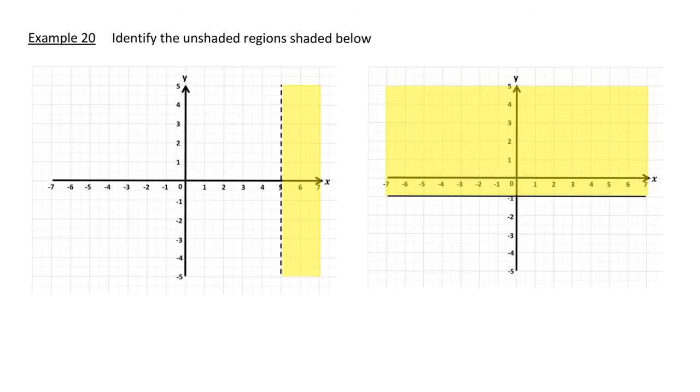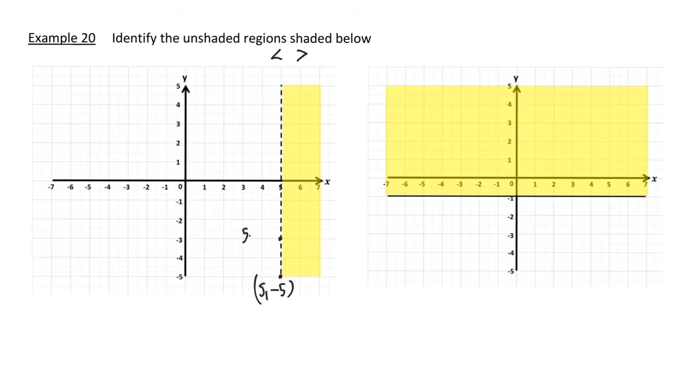So in example 20, we have to identify the unshaded region. So the first thing I notice is that it's a dashed line. So that means we're going to have a less than or more than. The other thing is we can see that it's a vertical line. So that's either going to be in the form x equals or y equals. Now if we're not sure, we can just look at some of the coordinates on that line. So the bottom one is 5, minus 5.